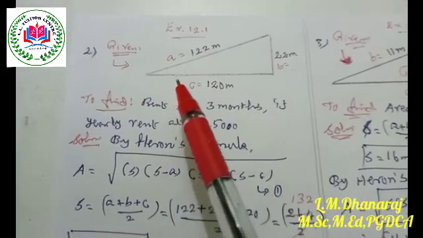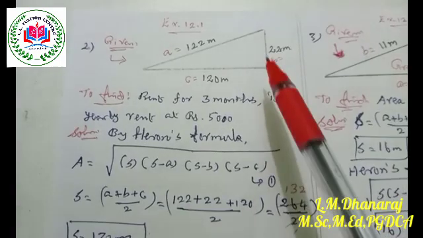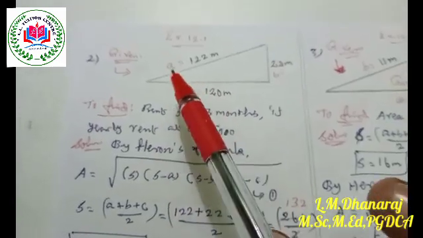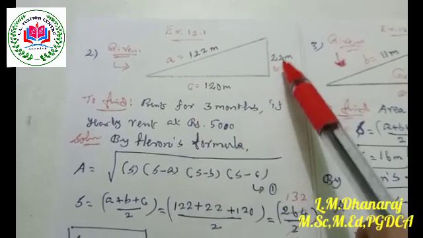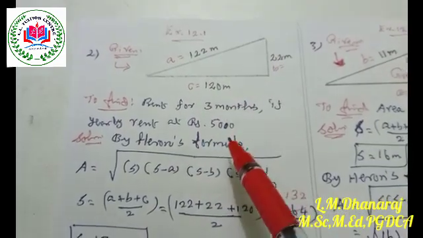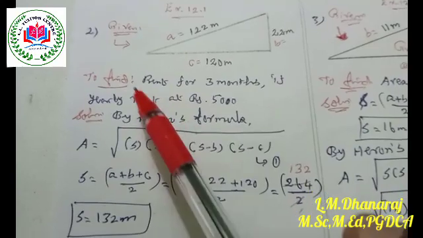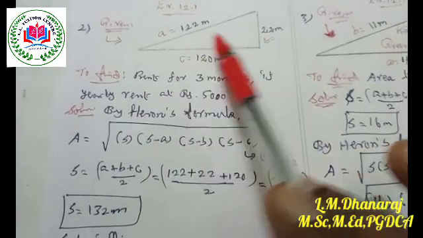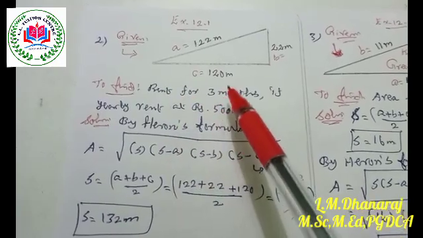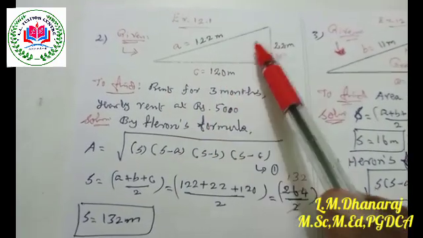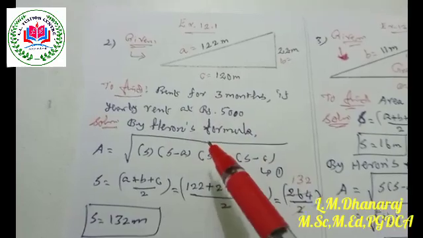Question number 2. It is given that this is the given triangle, and let us consider a is equal to 122 meters, b is equal to 22 meters, and c is equal to 120 meters. Now we have to find, so this is the advertisement area. So rent for 3 months, if the rent per year for this area is rupees 5,000.